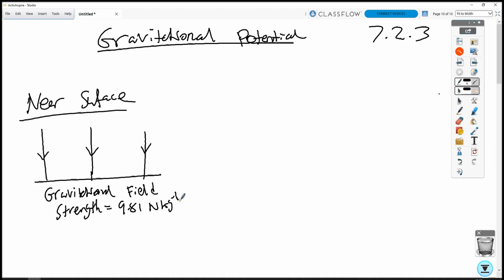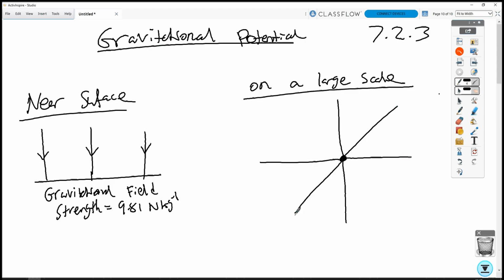But on a larger scale, we get a radial field. So I'm going to draw the mass as a point mass, and we have radial field lines. Now, what happens if I go around in a circle around this mass? You'll notice that the distance between the field lines will not change. If I move around in a circle, where I'm not getting closer and not getting any further away, the density of the field lines doesn't change.